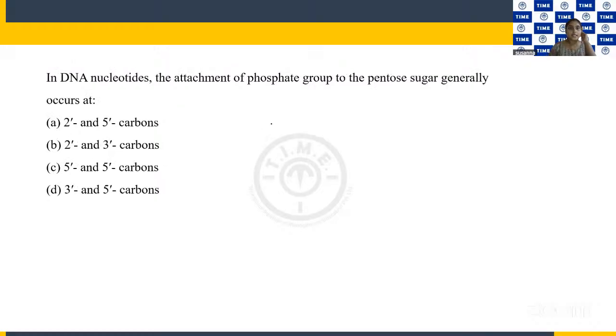In DNA nucleotide, the attachment of phosphate group to the pentose sugar generally occurs at which position carbon? Is it 2 prime, 5 prime? No. 2 prime, 3 prime? No. 5 prime, 5 prime? No. Yes, it's 3 prime and 5 prime carbon. That is why it has got the polarity. If one strand is 3 prime to 5 prime, the other strand is what? 5 prime to 3 prime. Is it clear?